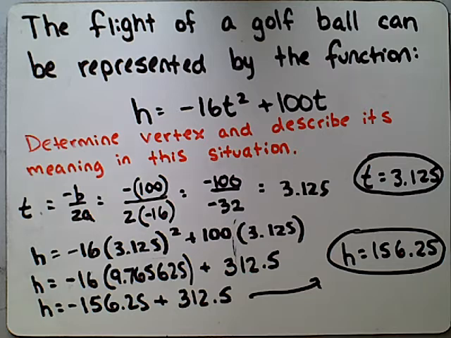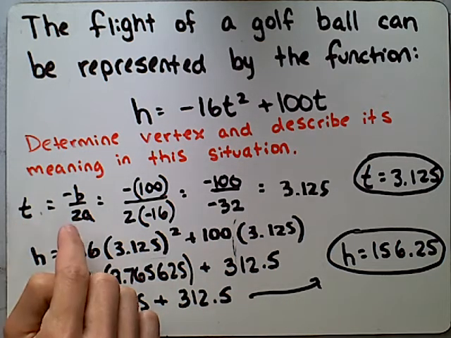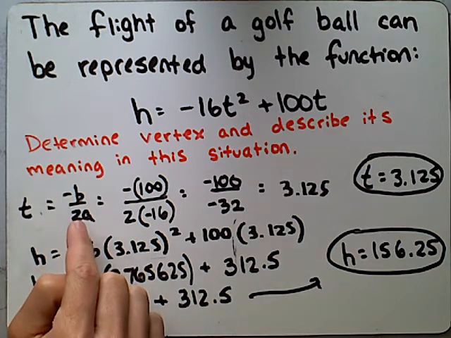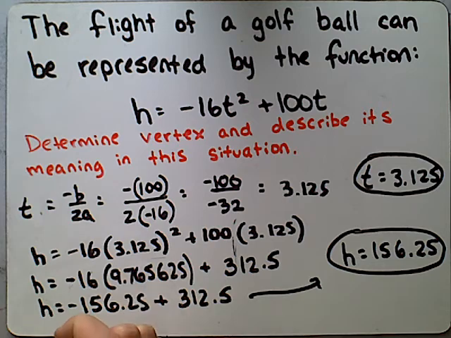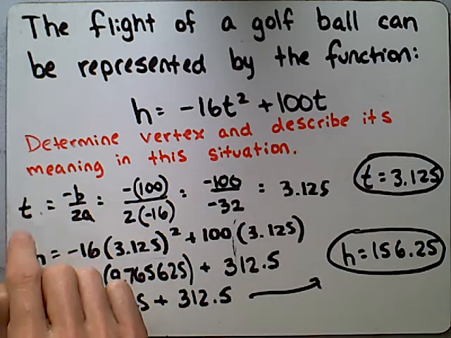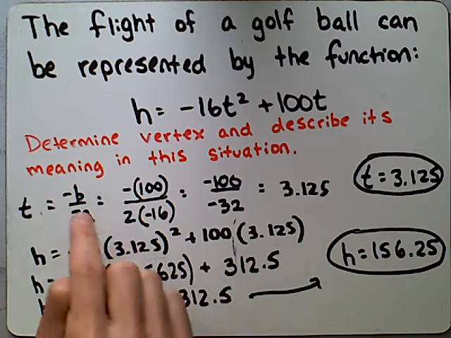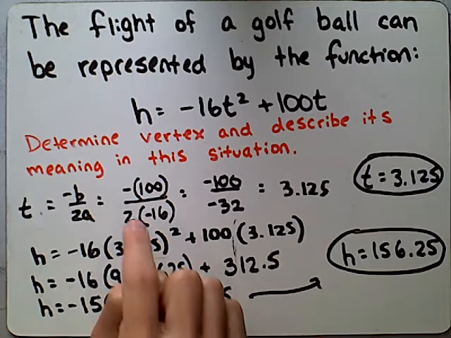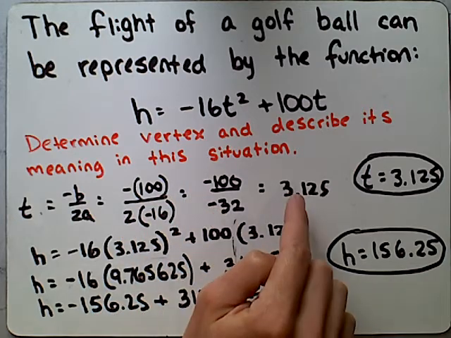So we're determining the vertex and describing its meaning. So let's start by setting up the same formula we would normally set up. Now ordinarily we'd have x equals negative b over 2a because that's our axis of symmetry formula. In this case we don't have an x, we have the letter t, so I just substituted that here instead of the x. So I plugged in the 100, the b value, I plugged in the negative 16, the a value, I simplified this, and I got a decimal answer.